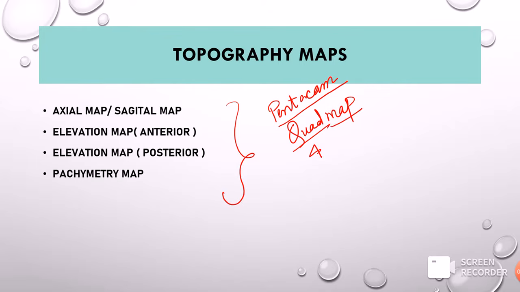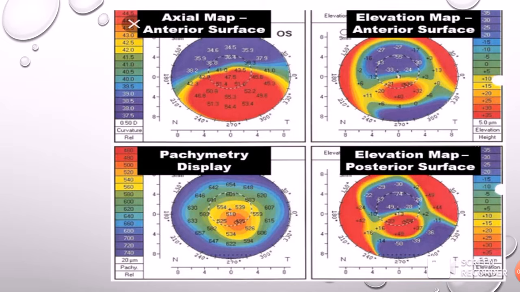So the 4 important maps that we should all know are: number 1, the axial map or the sagittal map, the elevation map in which we have the anterior elevation map and the posterior elevation map, and then we have the pachymetry map, also called the thickness map. So this is how we get 4 maps in Pentacam, which is a Scheimpflug based corneal tomography system.